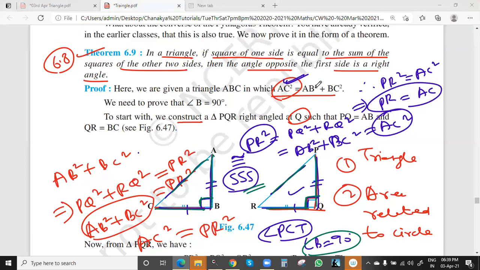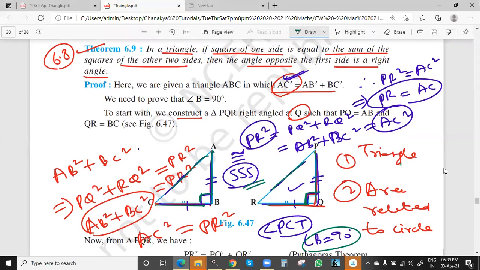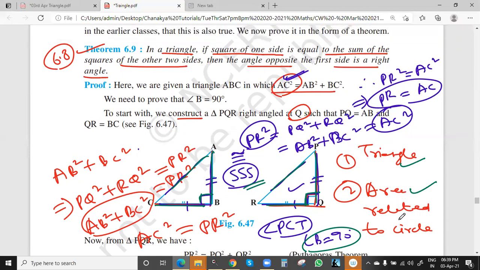Sir, for tomorrow's test, triangles and areas related to circles, correct, sir? Correct. These two chapters, triangles and areas related to circles. Triangles full chapter, and whatever syllabus is there, whatever questions will come, and areas related to circles also the complete chapter. Okay, full chapters both. Right.